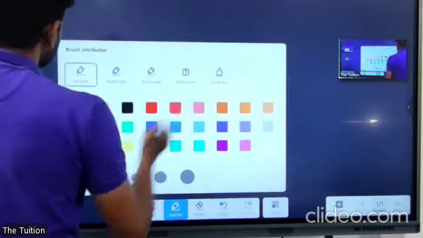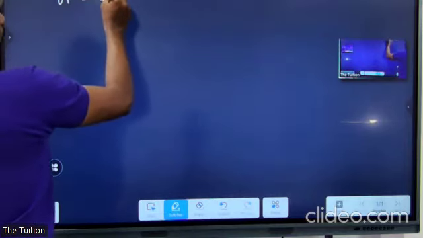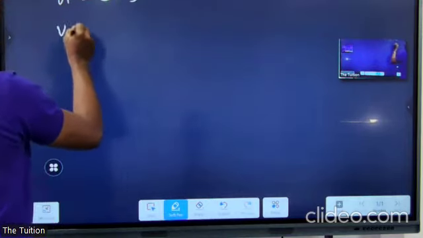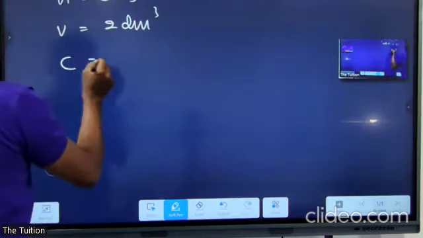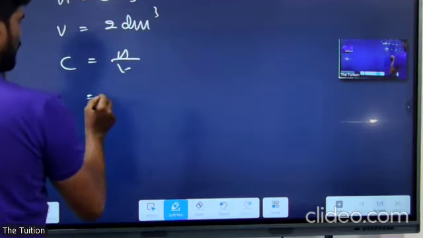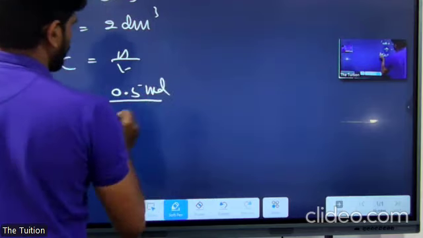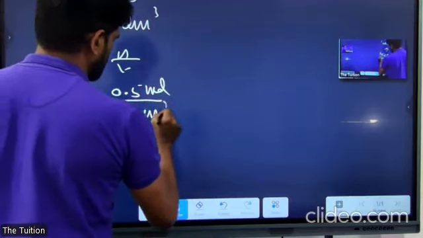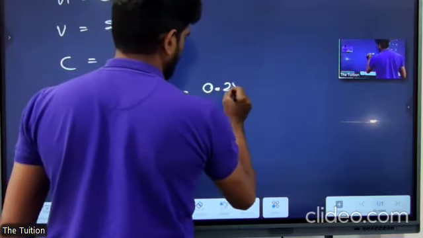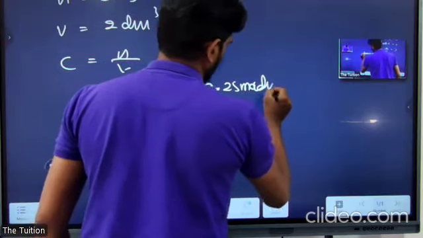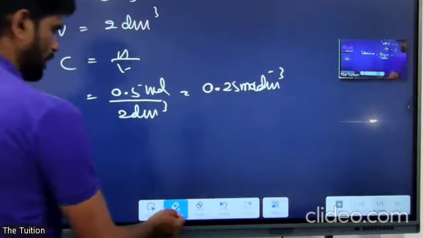Let's see. N equal 0.5, V equal 2 cubic decimeter. C equal N over V. N means 0.5 mole, V means 2 cubic decimeter. 0.5 over 2 means 0.25 mole per cubic decimeter. Right?